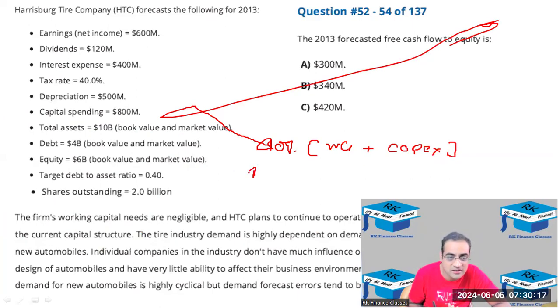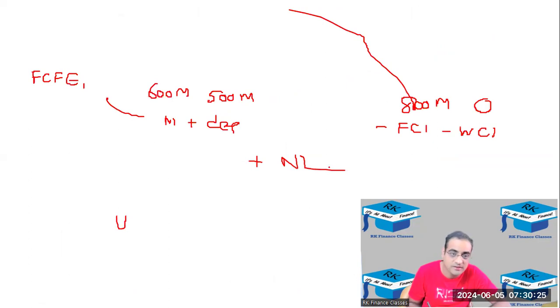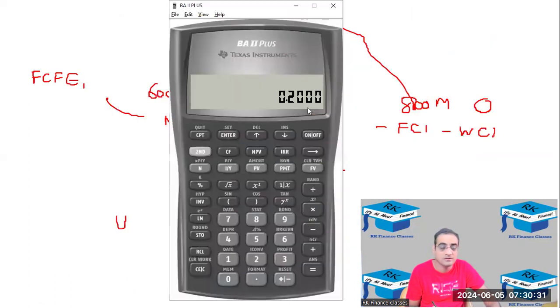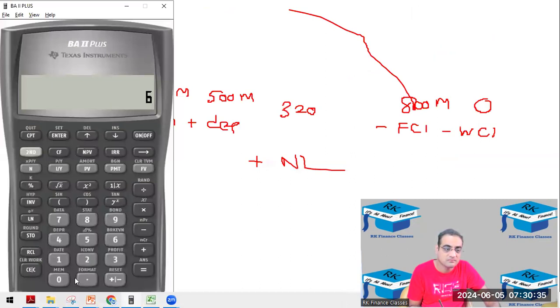So 40% into WCI is 0 and capex is 800. So 40% of 800 is 320. So this could be one consideration of the loan, 320. Let's see what answer comes from this. So net income is 600 plus depreciation is 500. Okay, plus net loan is 320.